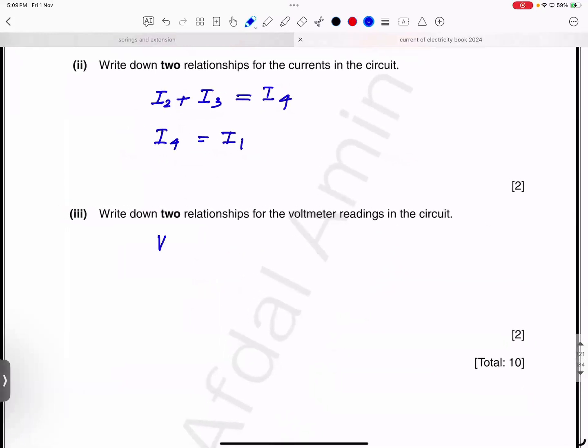Write down the two relationships between voltages. I told you the battery voltage was the same as V4. And then you also said the voltage which is in series is added up: V2 plus V3 is equal to V4. Two relationships of currents, two relationships of voltages. We already decided the two relationships.